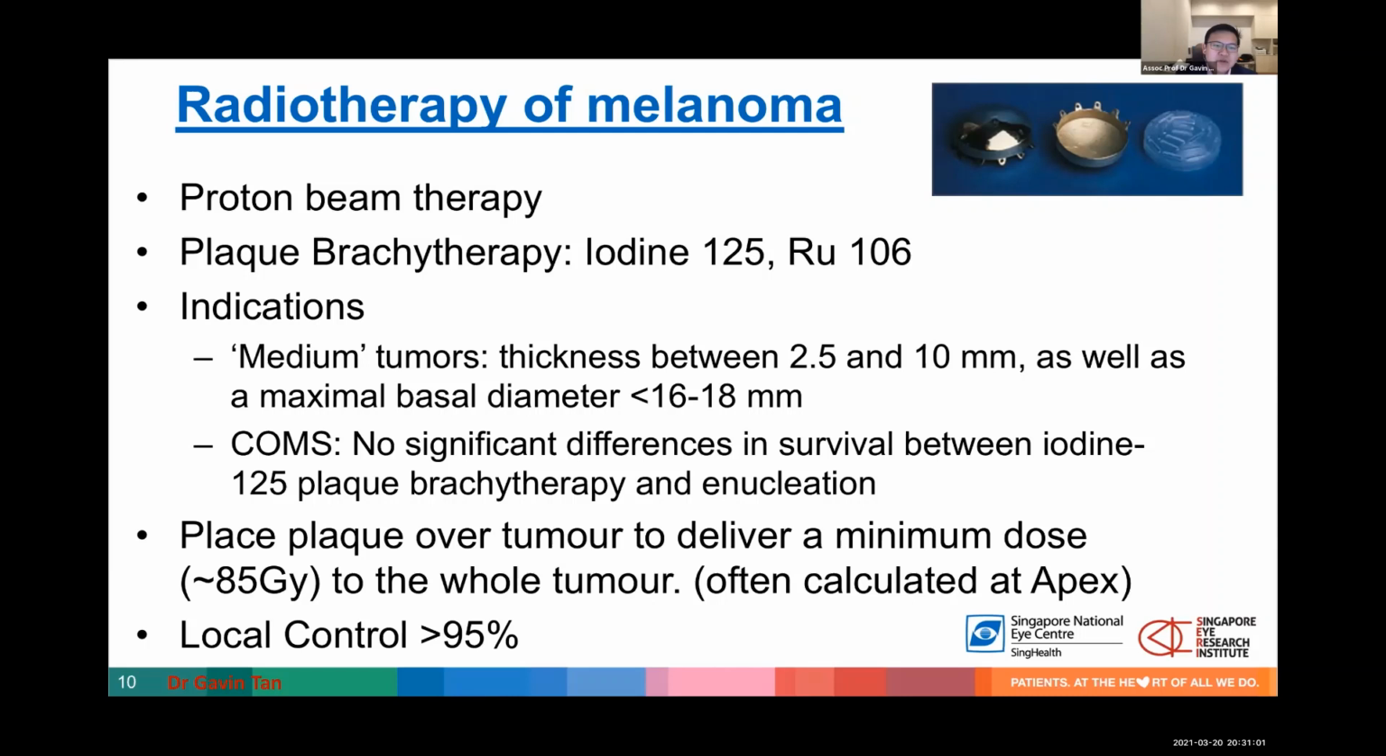So what happens in this study was in radio brachytherapy, a plaque is placed over the tumor, and the goal is to deliver a minimum dose to the whole tumor. And the magic number, as was earlier mentioned, was 85 grays, but there are various studies trying to establish whether a lower dose can have equally efficacious outcomes. And local control is good, as Dr.